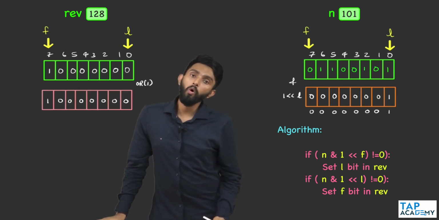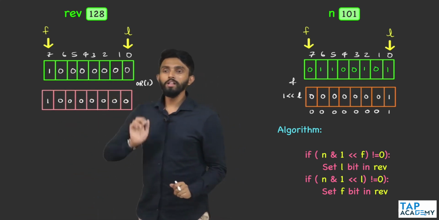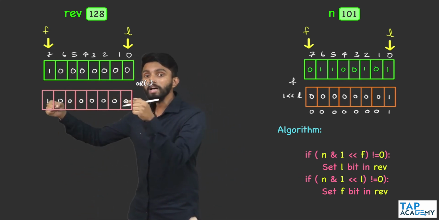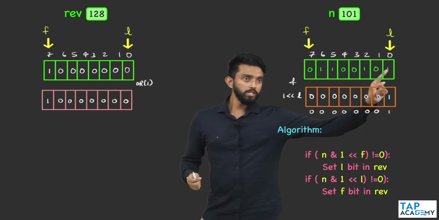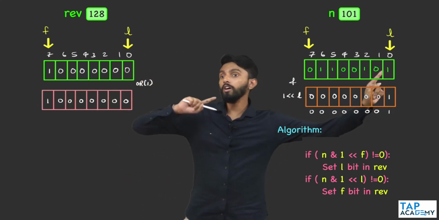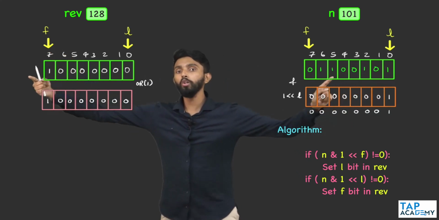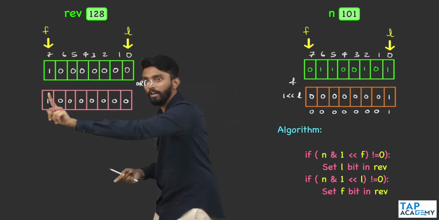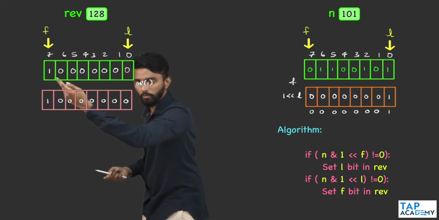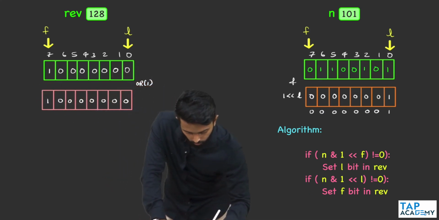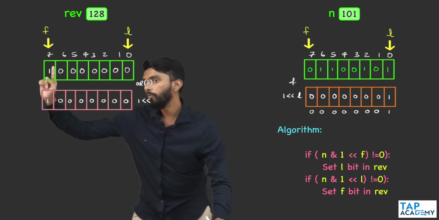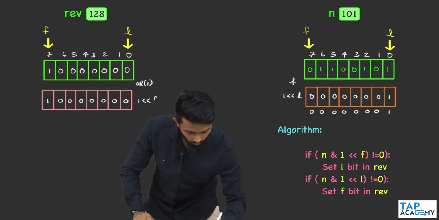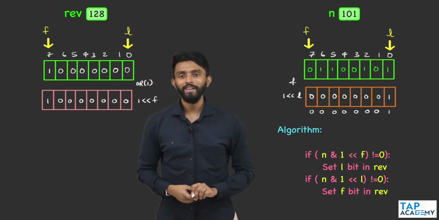Amazing. What else, you may ask? This mask, how will you get it, sir? Very simple, boss. This bit was set. So in reverse, wherever F is, that bit you had to set. So if it is set here, it has to be set here, correct? So how will you do this? Very simple. All you have to do is take 1, left shift it as many times such that 1 comes wherever F is pointing to. So would you agree? This is only my mask.